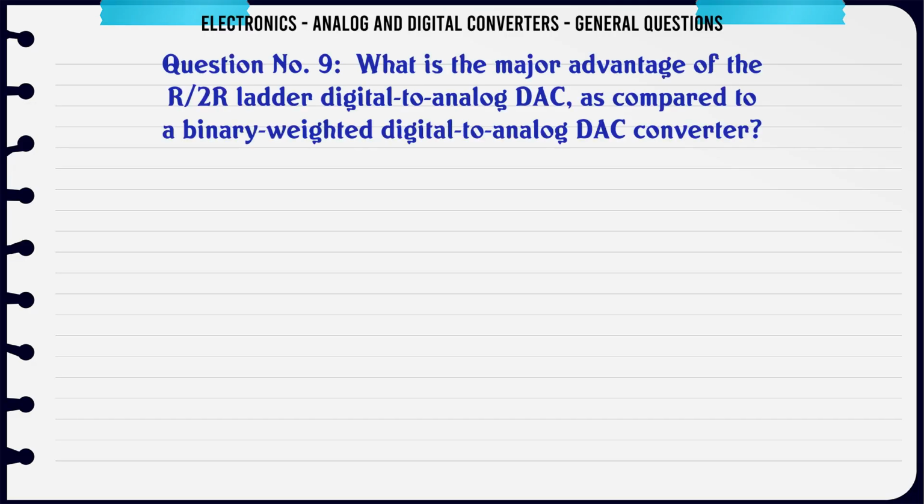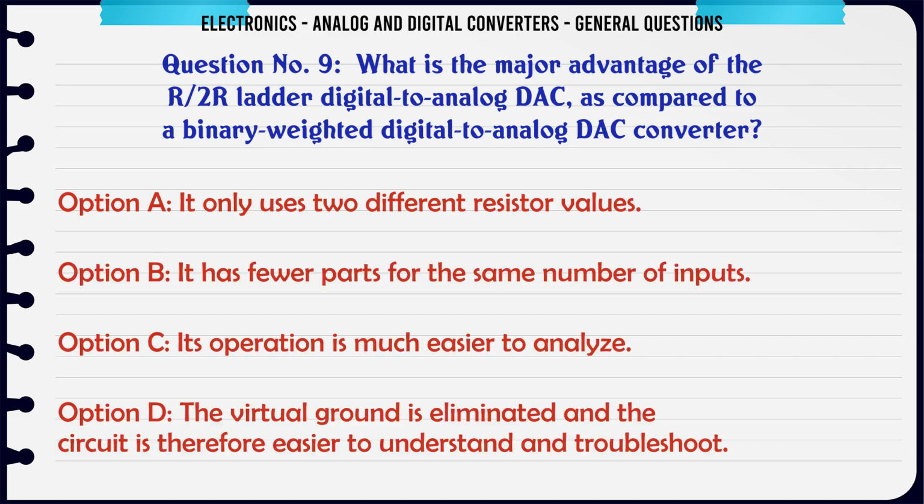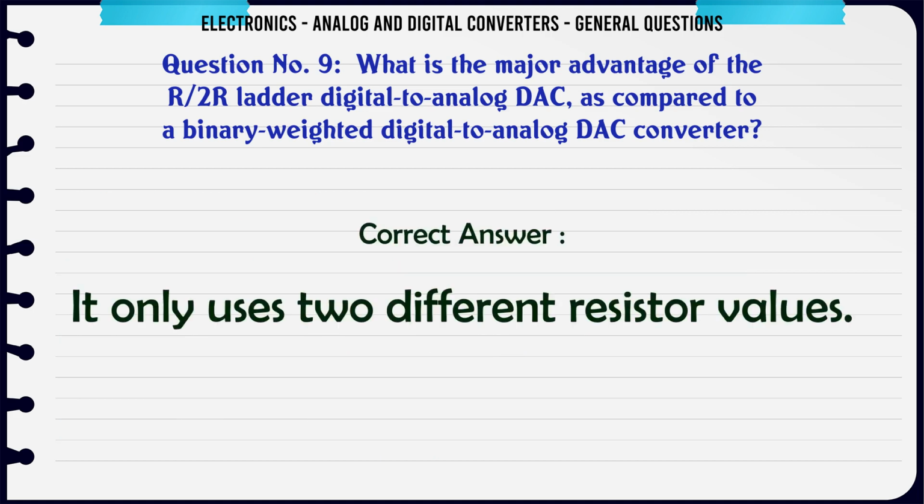What is the major advantage of the R2R ladder digital to analog DAC as compared to a binary weighted digital to analog DAC converter? A. It only uses two different resistor values. B. It has fewer parts for the same number of inputs. C. Its operation is much easier to analyze. D. The virtual ground is eliminated and the circuit is therefore easier to understand and troubleshoot. The correct answer is it only uses two different resistor values.